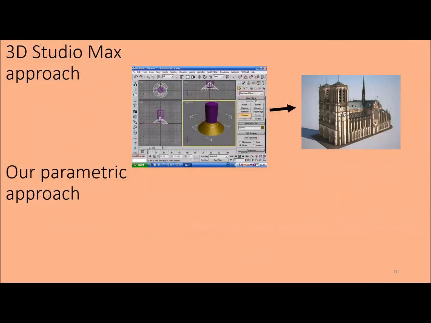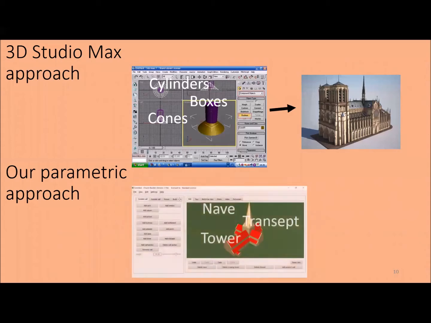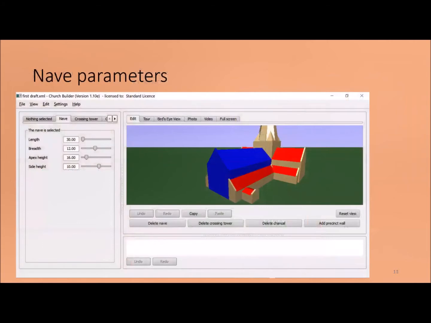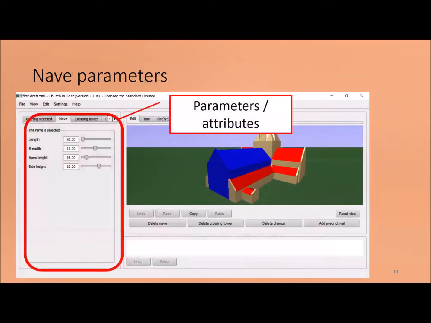In 3D Studio Max, the user uses geometric primitives, cylinders, boxes, cones, etc. to create models. In our case, the software uses nave, transept, tower parameters to determine which primitives to use and their sizes and positions. We're letting the software decide. We click on components in the 3D view and its attributes are revealed on the left. For the nave, the parameters are length, breadth, apex height, side height.